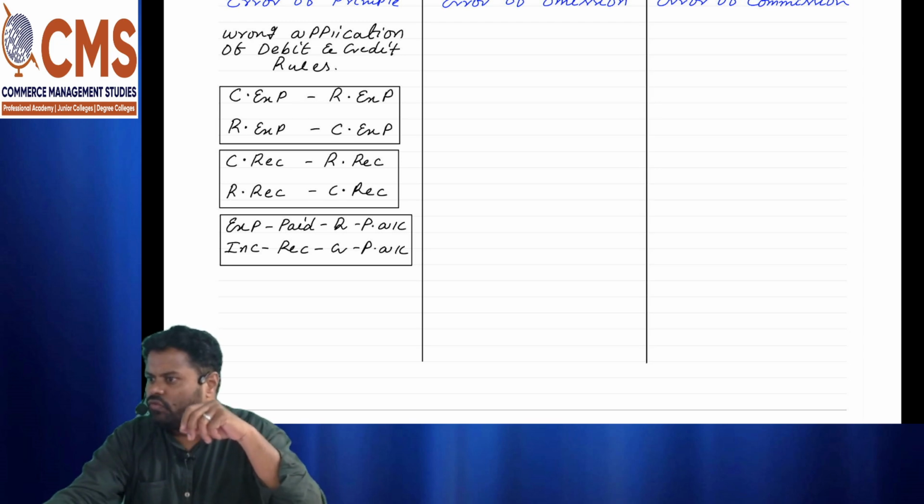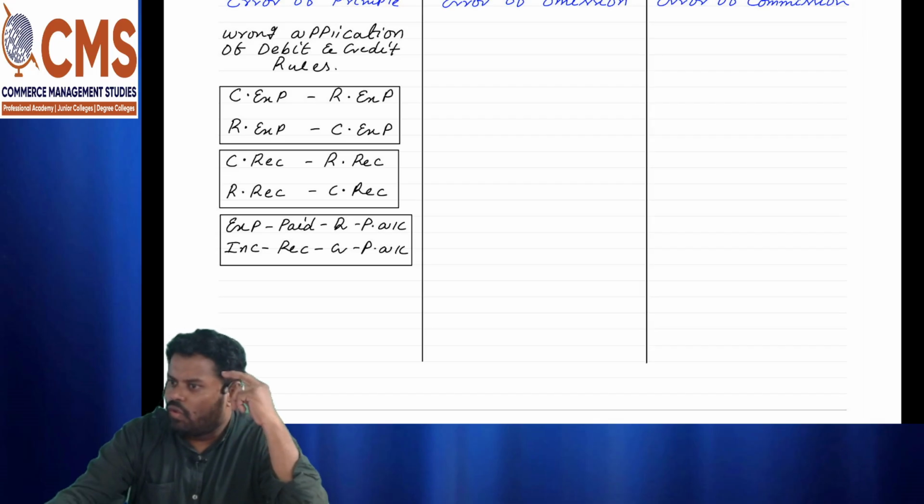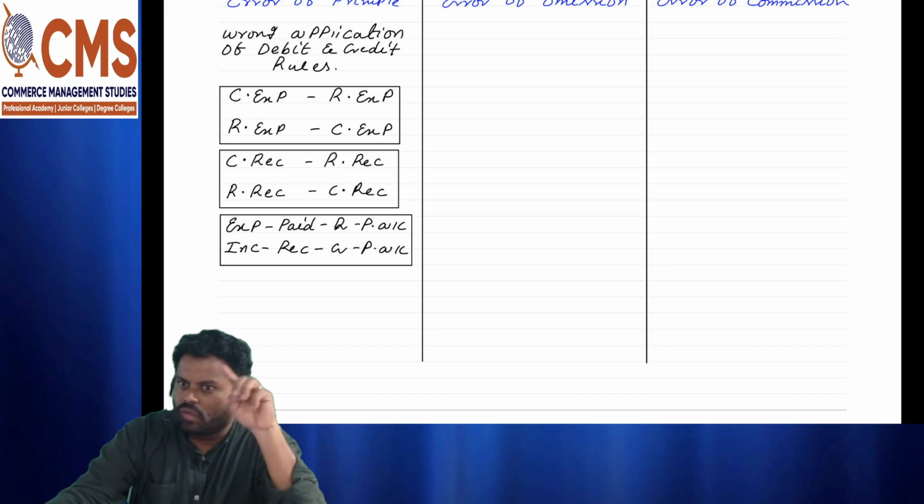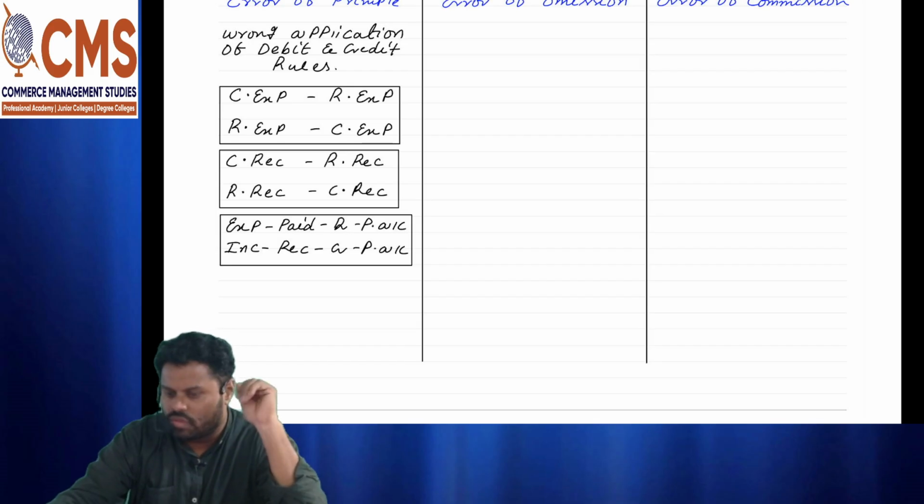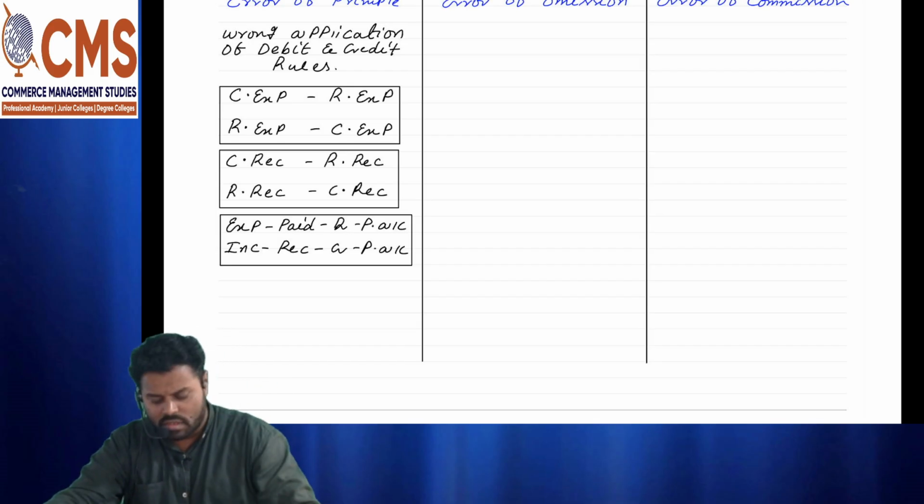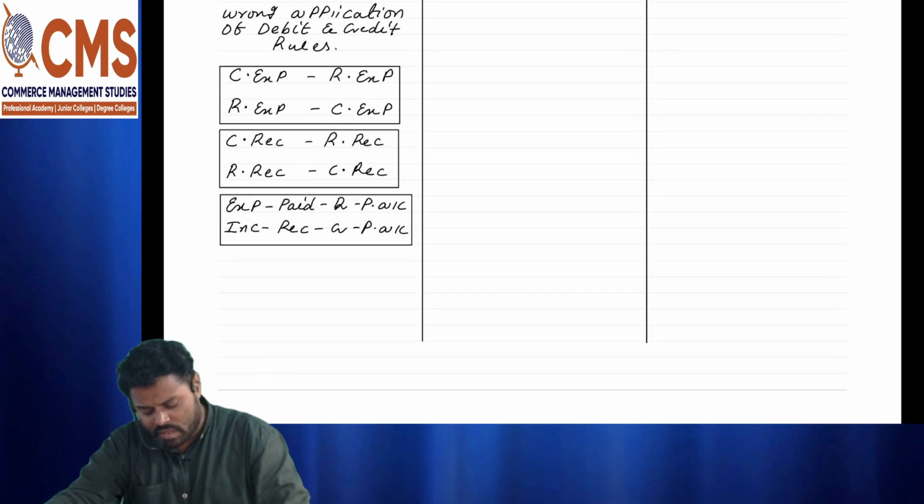Received commission from Rajesh. What is the entry? Cash account debit to commission account. Instead of writing cash to commission, I wrote cash account debit to Rajesh account. What is the entry? Rectifying entry. Rajesh account debit to commission account. That amounts to what we call an error of principle.